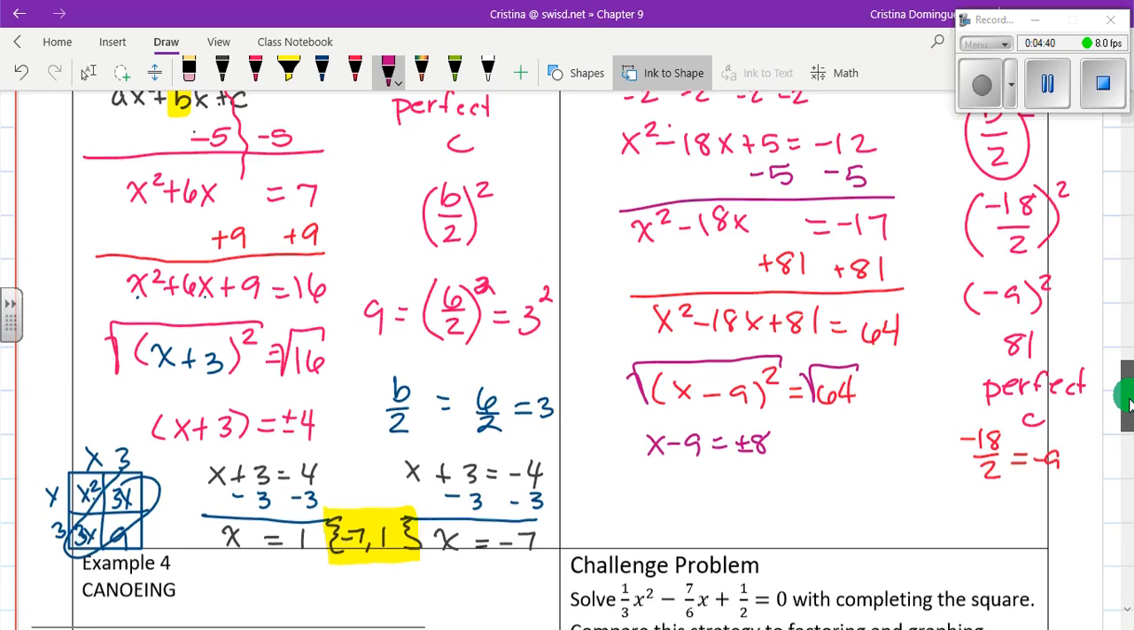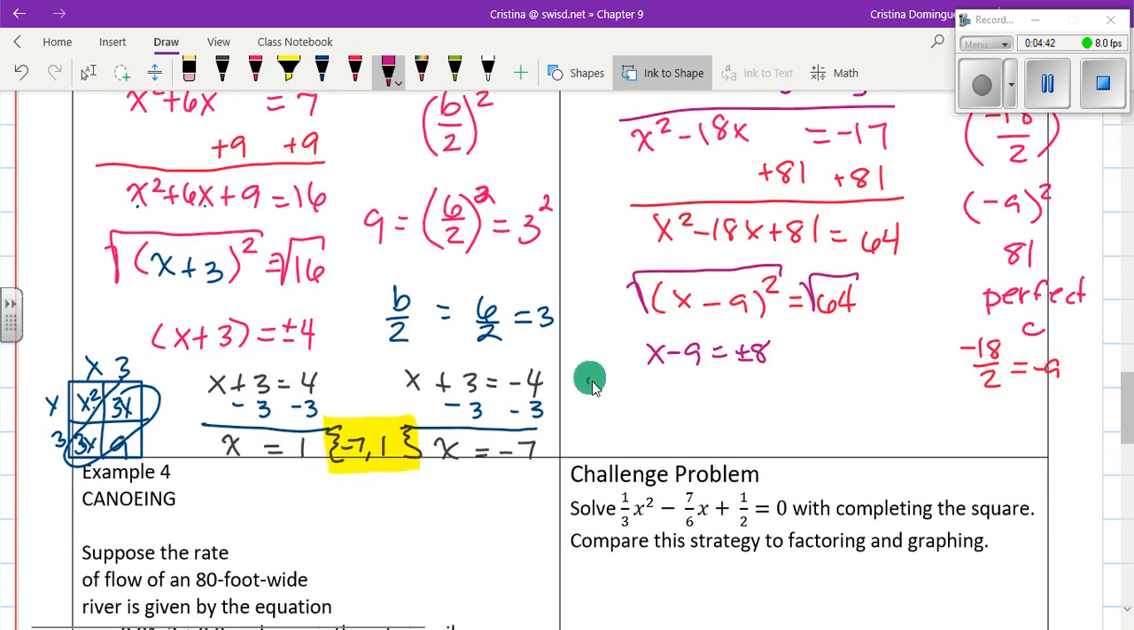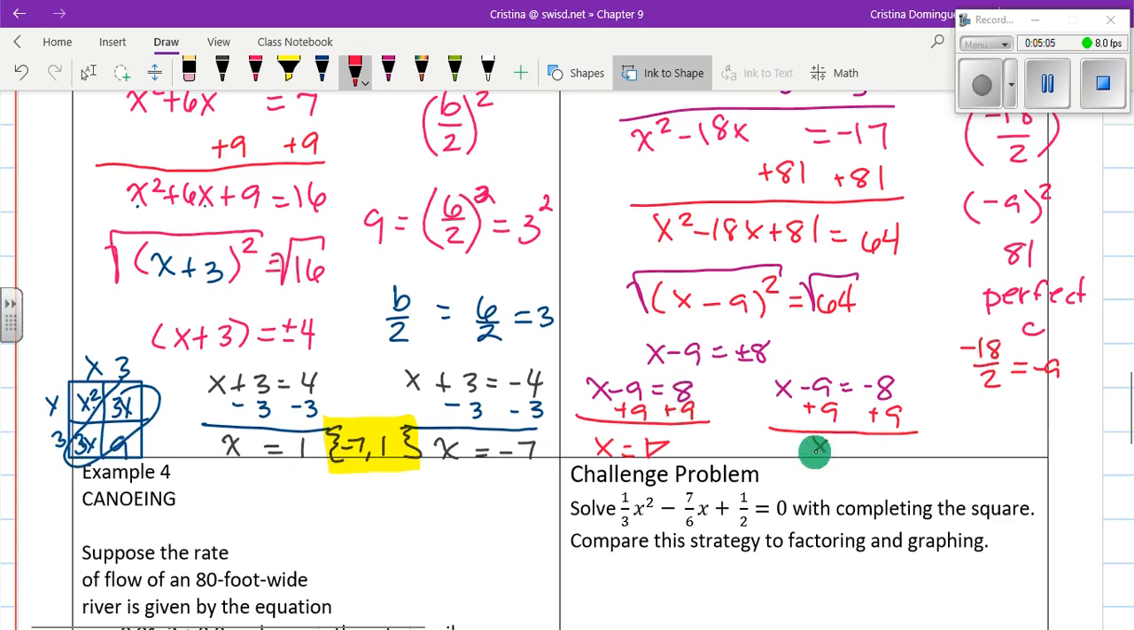So now we're going to split it into two problems. x minus 9 equals positive 8, or x minus 9 equals negative 8. One step: all I've got to do to get x all by itself is move the 9 by adding 9 to both sides. And then we end up with x is either going to equal 17 or x is going to equal 1.